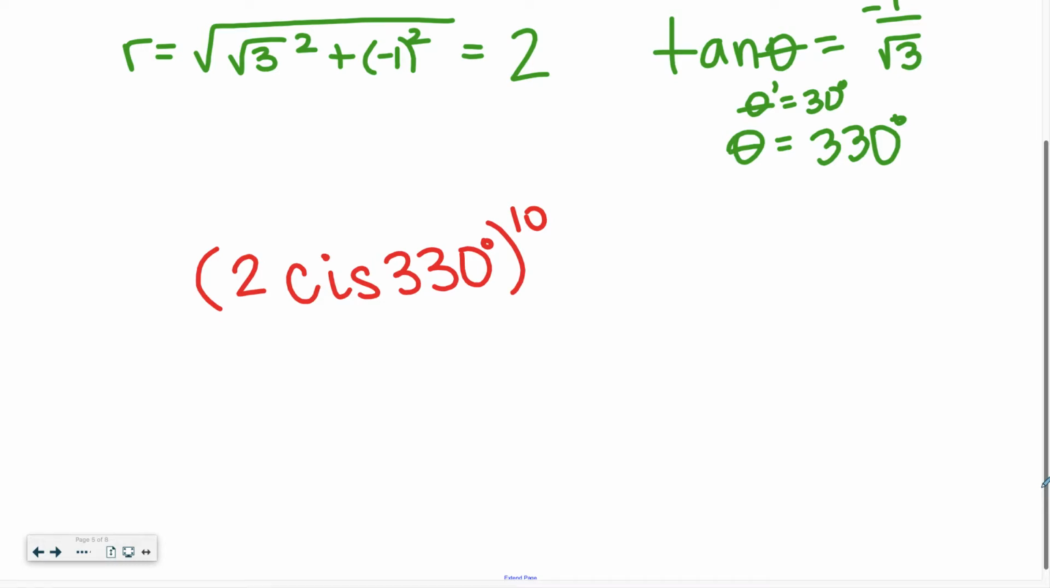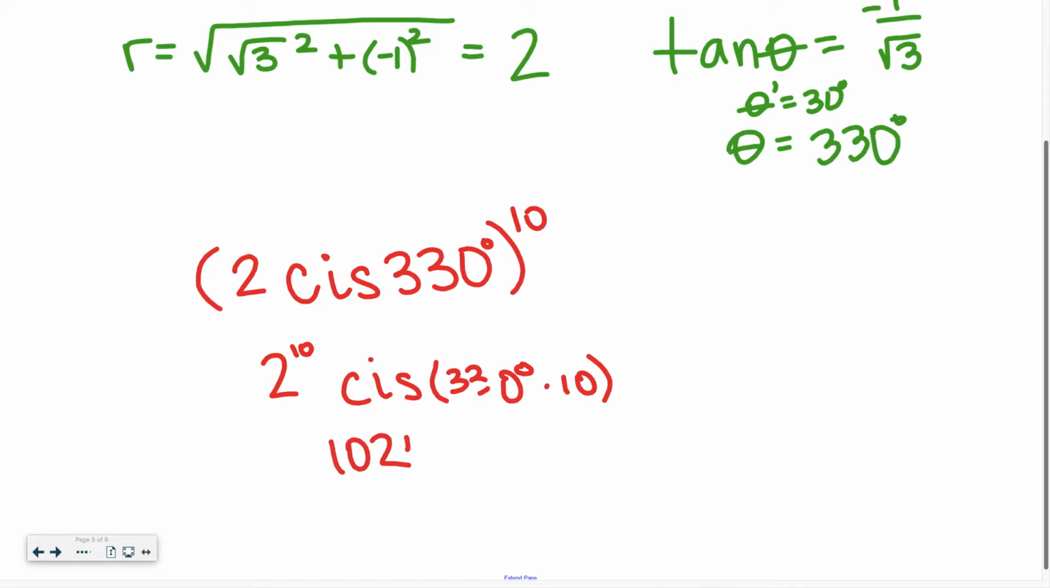All right, so now using de Moivre's theorem, we get to take the R value to the 10th power, and we take our angle and multiply it by the power. So what we have, I don't know what happened there. 330, not 333. Thank you, Randy. What is 2 to the 10th? 1,024.